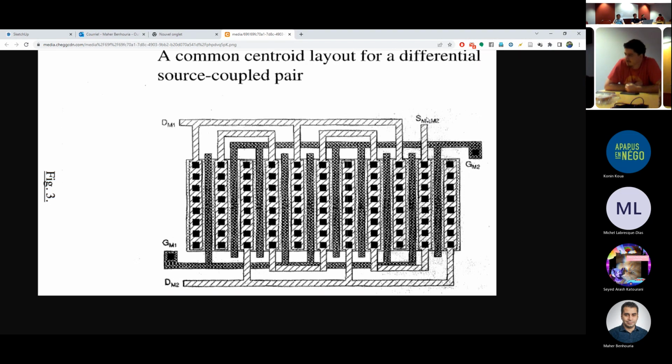What you have to avoid is having, say, a transistor here, then a gap, and another one. Because here you will have the effect of the edge, and they can be different, you can't control them. I'm going to talk about that.